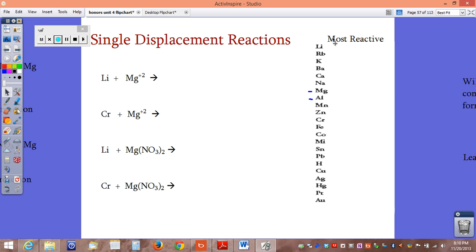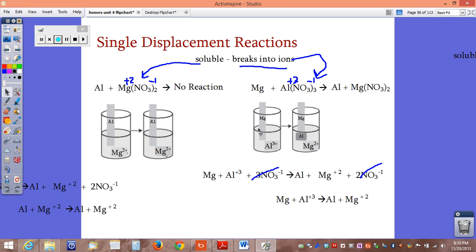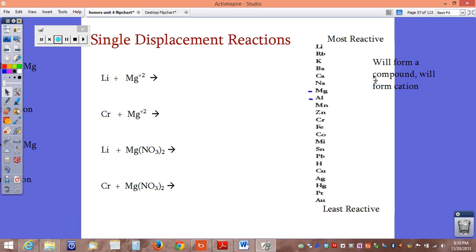Your metals at the top are the most reactive, those at the bottom are the least. And, as in the previous slide, the metal that's most reactive will end up being the ion at the end and be a part of the compound at the end, depending on which way you want to look at it. So the metals at the top are most likely to form the compound and will form a cation. Let's use that information here to predict our reactions.